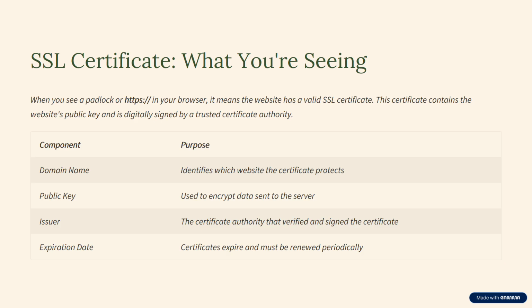SSL certificates. When you see a padlock sign, or the HTTPS protocol in the browser, it means that the website has a valid SSL certificate. The certificate contains the website's public key, and it is digitally signed by a trusted certificate authority. Domain name: it identifies the website having the certificate. Public key: used to encrypt the data sent over to the server. Issuer: the certificate authority that verified and signed the certificate. Expiry: the certificate must be renewed periodically.